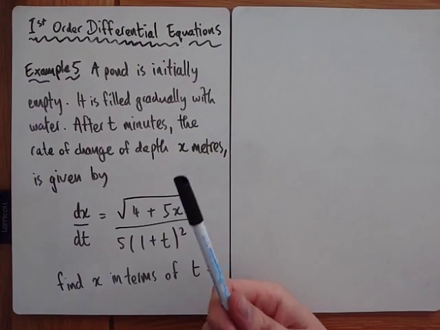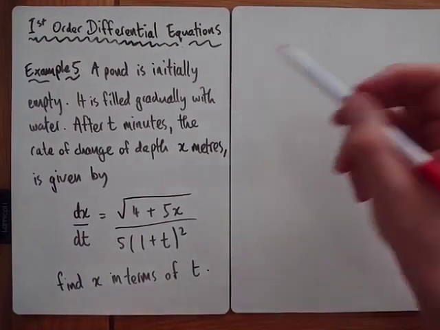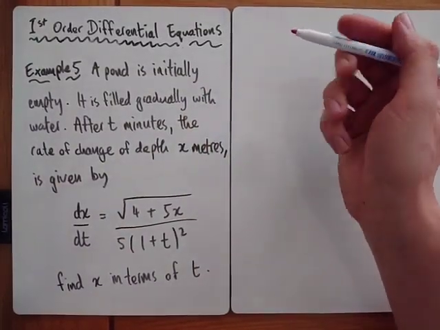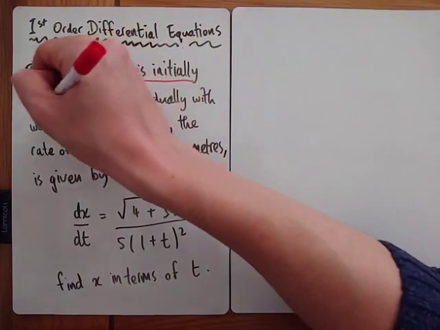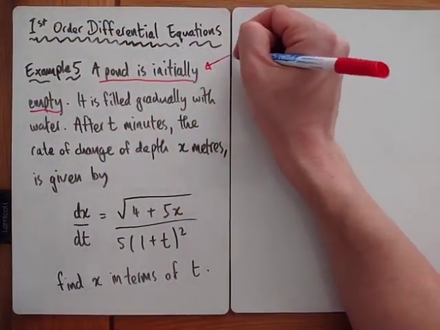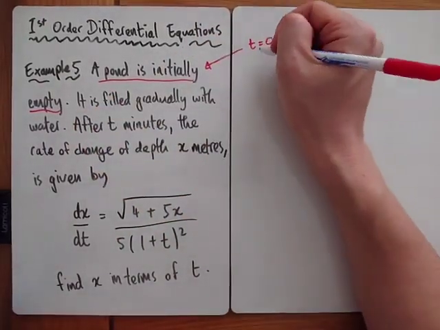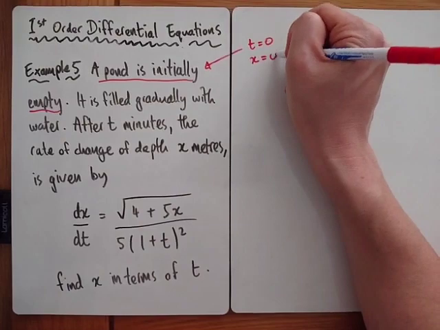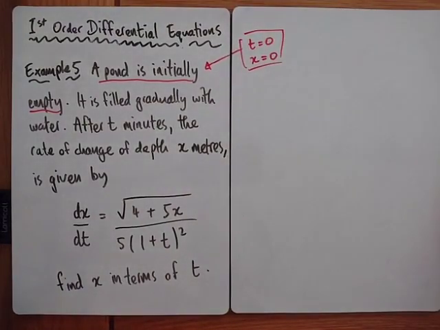Okay, so we've got a lot of information here, and if you do get a question like this, you need to start to pick out the key information. The first sentence you might skip over, but it's really important. It says a pond is initially empty. So that's going to give us our initial condition. I know initially means that when time is equal to 0 and when it's empty, the depth, which is x, is equal to 0. That must be read carefully.